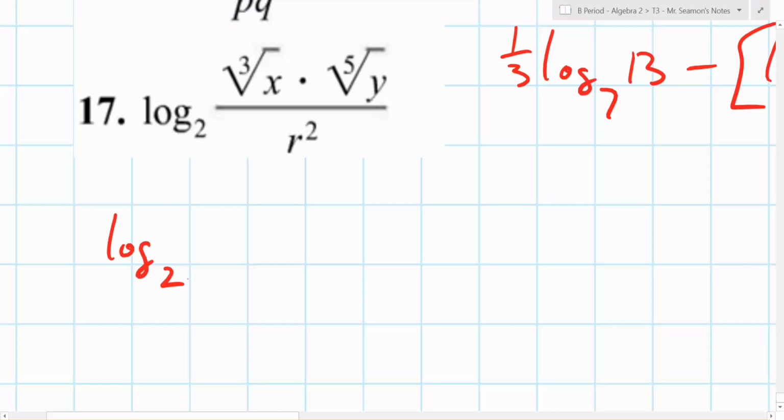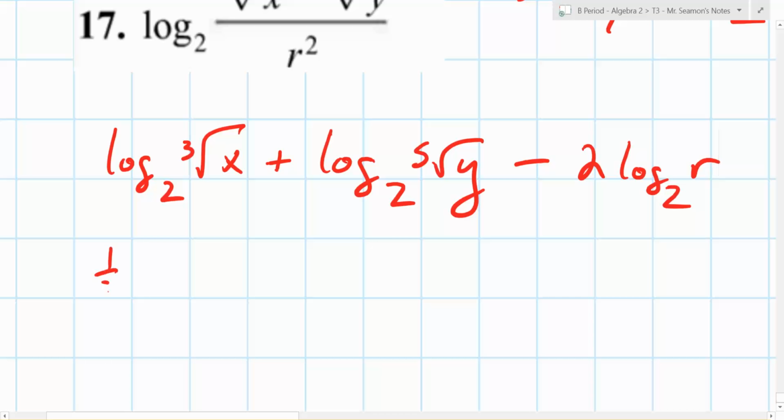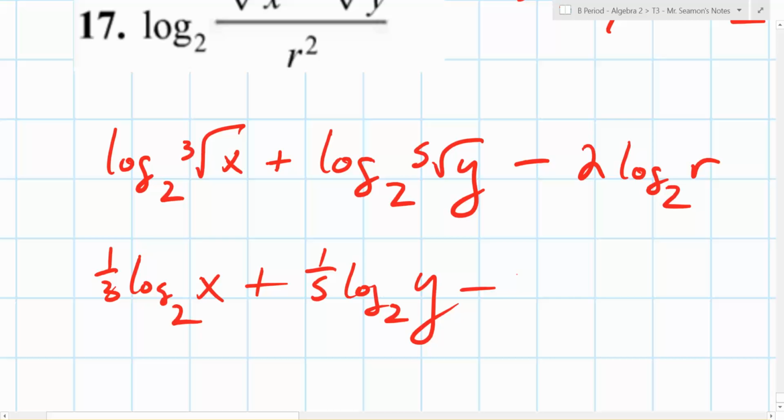Log base 2 of the cube root of x plus log base 2 of the 5th root of y minus 2 log base 2 of r. Is that correct? No. But am I done? No. Powers, so 1/3 log base 2 of x plus 1/5 log base 2 of y minus 2 log base 2 of r. And again, it looks worse, but this will make your life so much easier when we do the equations. We're learning how to manipulate them right now. We're not solving these yet.